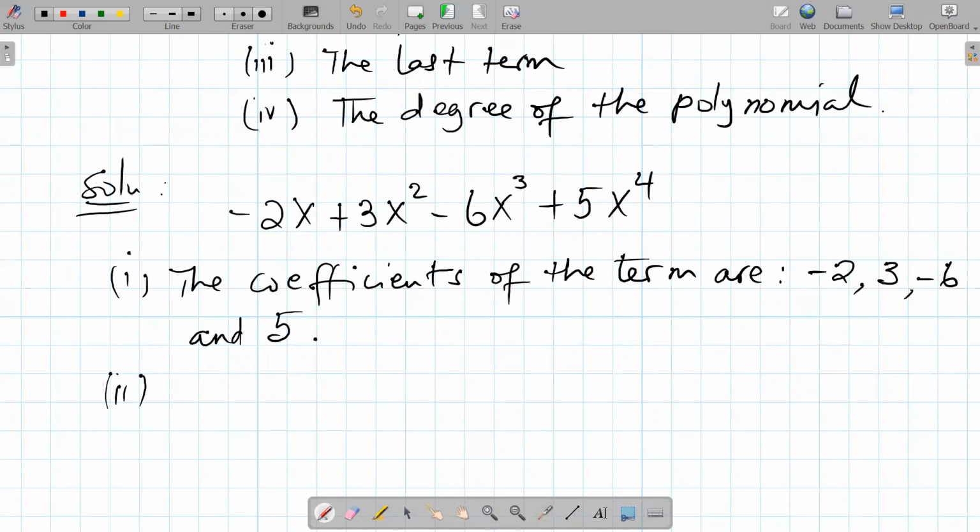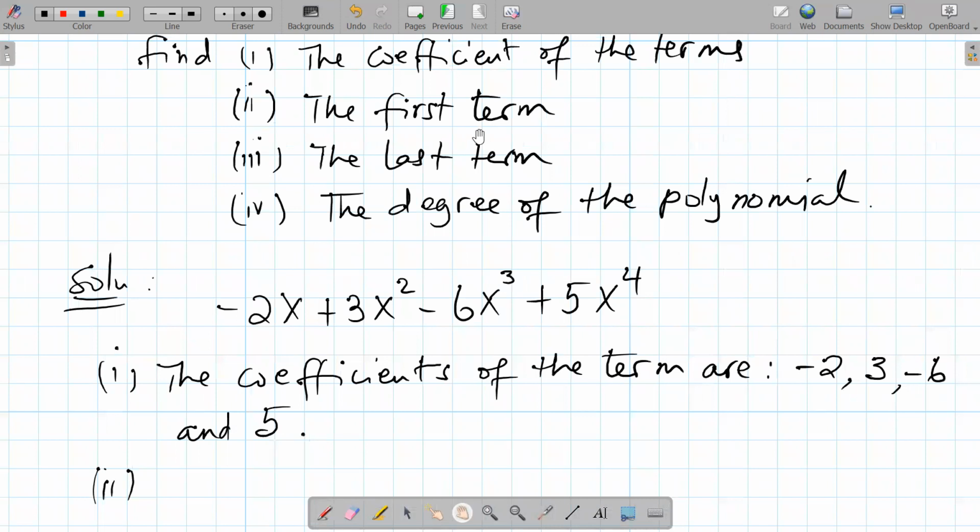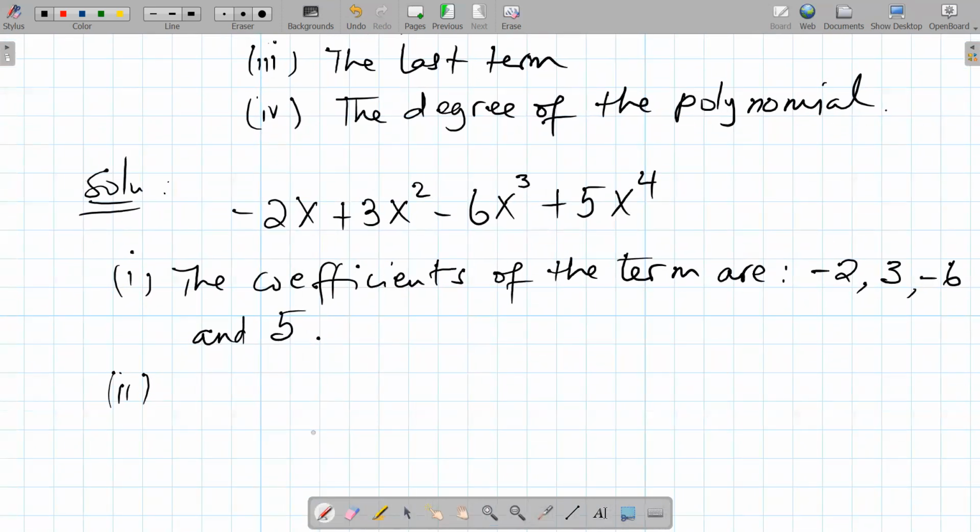And I says that we should find the first term. In this particular case, the first term is negative 2x. By way of what we have here, I know it is not rearranged. By way of what we have here, this is going to be a first term, this is going to be a second term, this is going to be a third, and this is going to be a fourth. But like I said, normally a polynomial will not be defined like that.